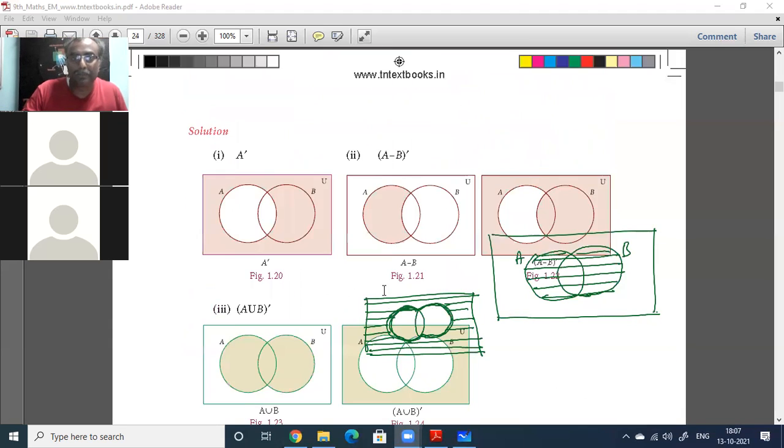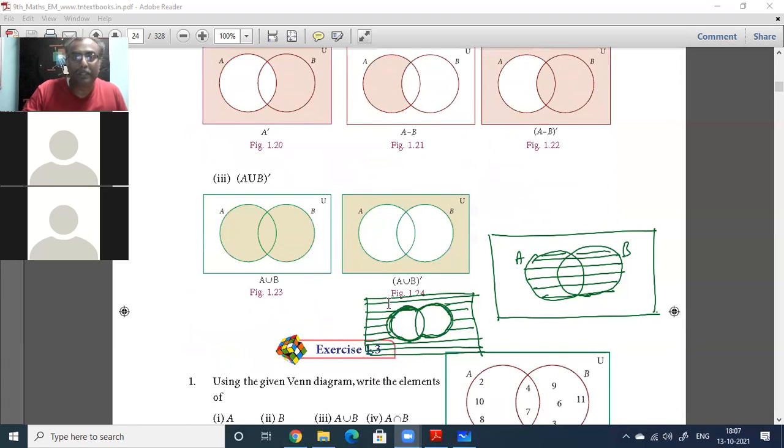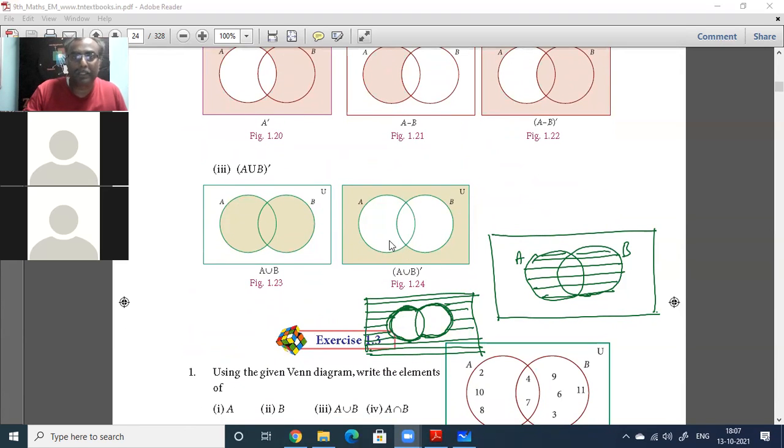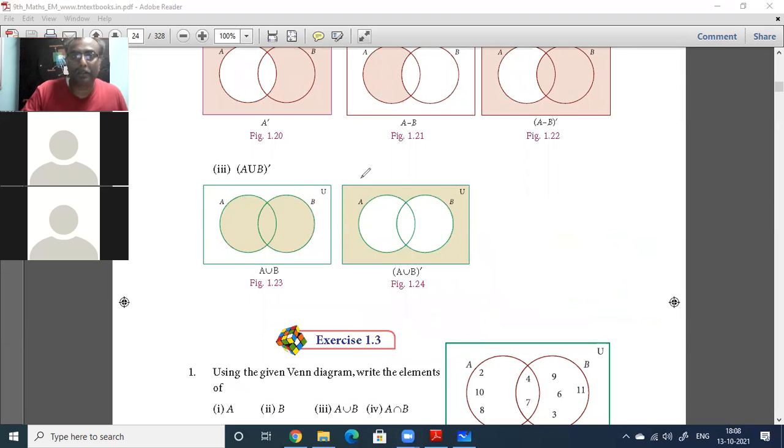Let us go and see if it is true here. A union B complement. Correct? It's coming correctly. So this whole thing is a white area, the center. This whole thing is the white area. That becomes A union B complement. Okay, let us clear all drawings.